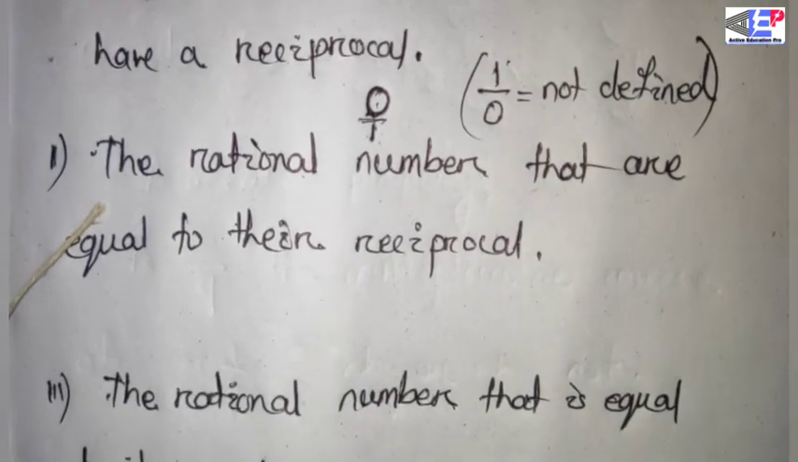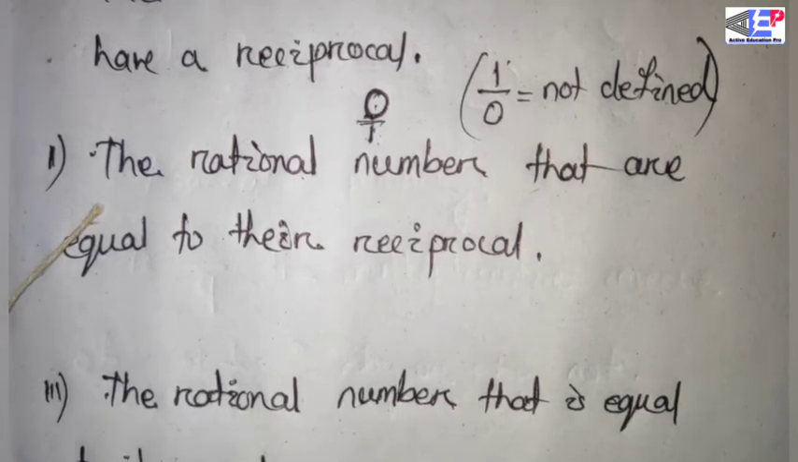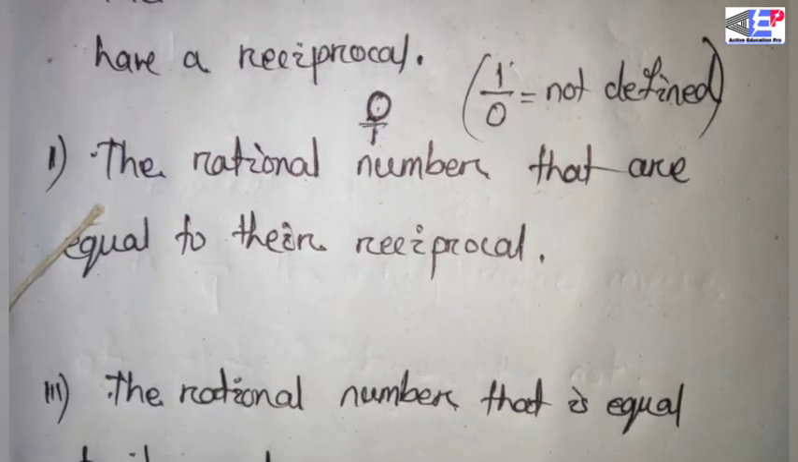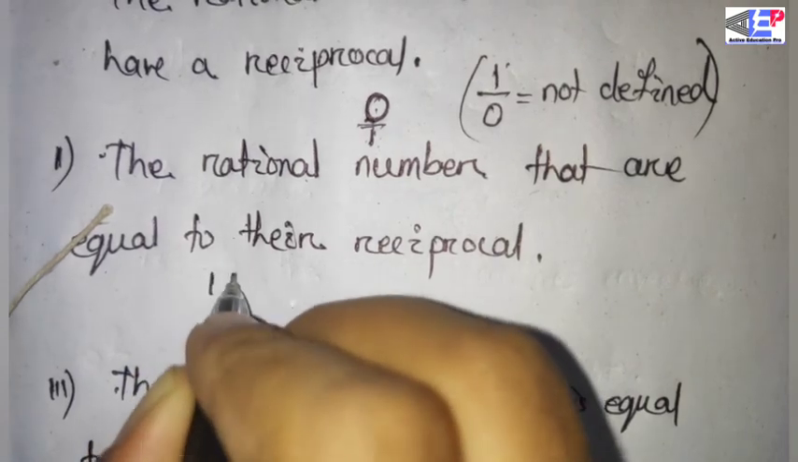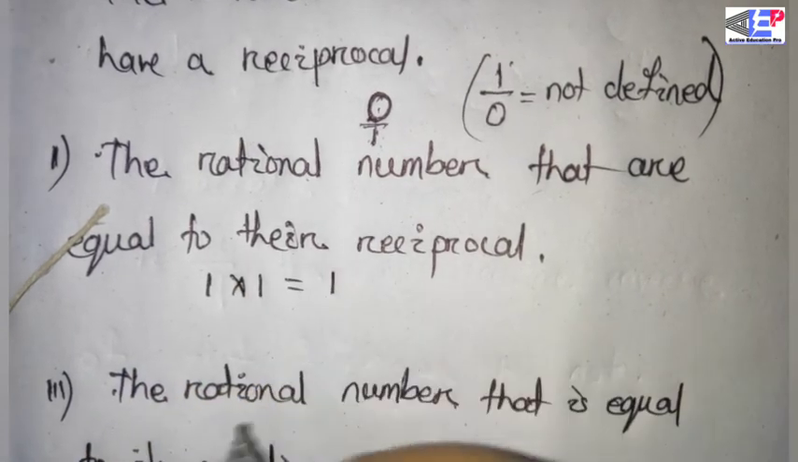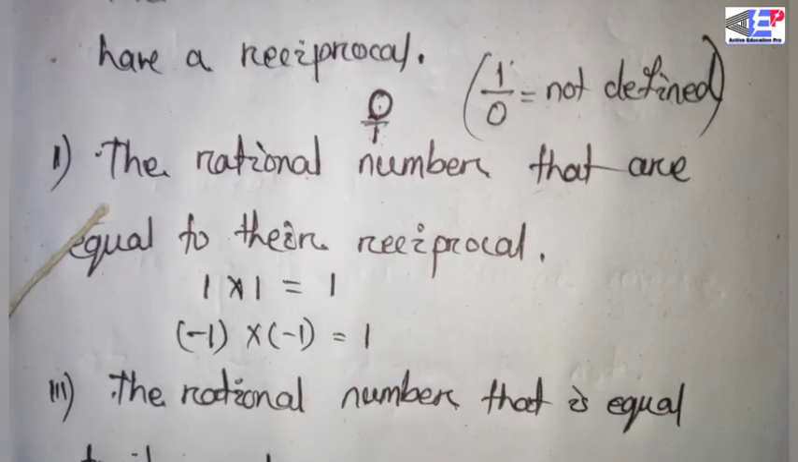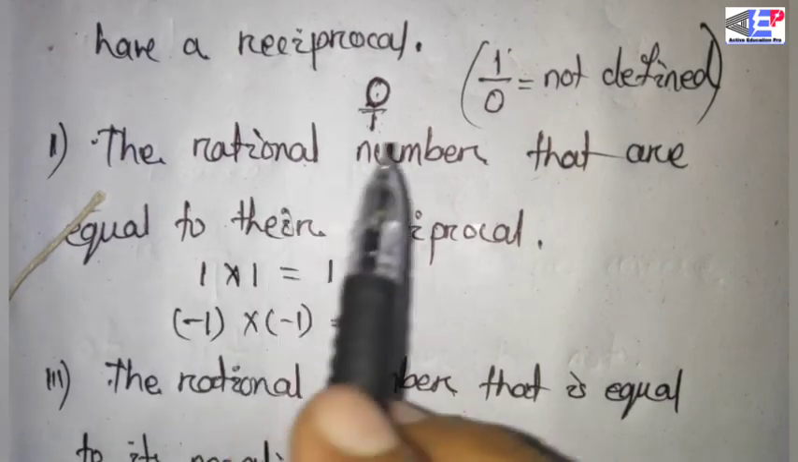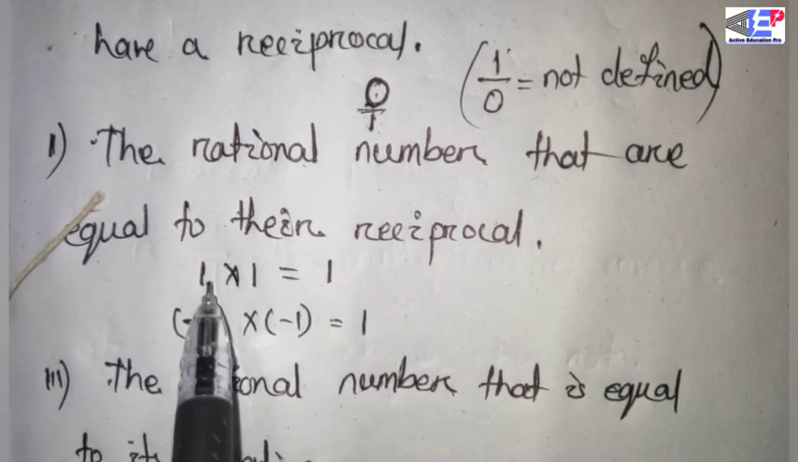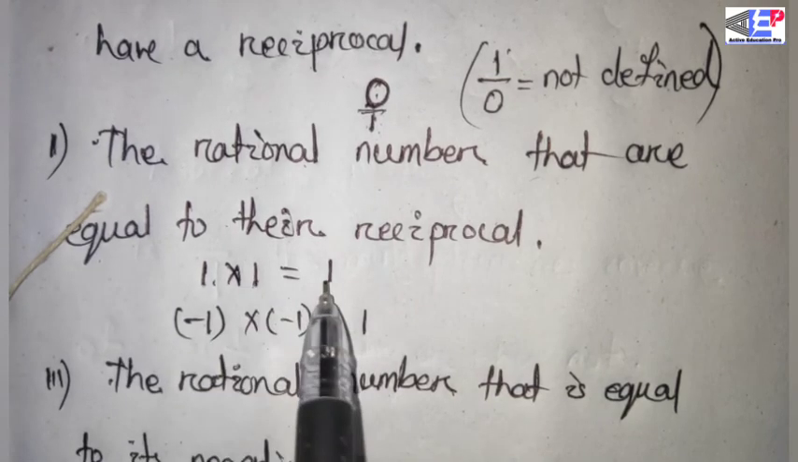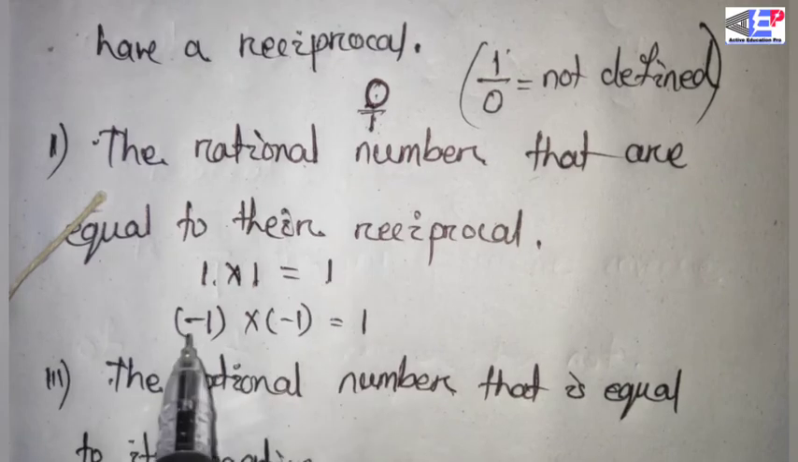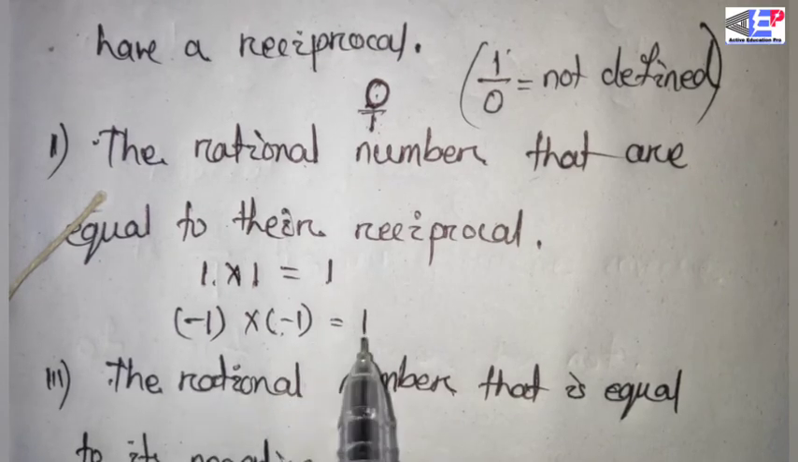In our second bit, the rational numbers that are equal to their reciprocal. Reciprocal means a pair of numbers whose product will be 1. If you multiply 1 with 1, its answer is 1. Otherwise, if you multiply minus 1 with minus 1, your answer is 1. So check here, the product of two numbers is the multiplicative identity. In the second case, the product of two numbers is the multiplicative identity.